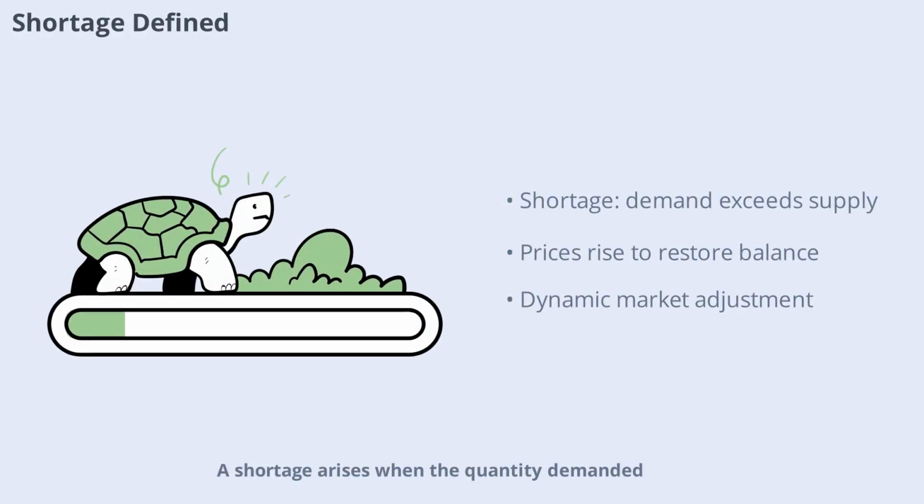Shortage arises when the quantity demanded surpasses the quantity supplied at a particular price. This imbalance typically causes prices to rise, as buyers compete for limited goods. Shortages can be triggered by sudden increases in demand, supply disruptions, or regulatory changes. To resolve a shortage, producers may increase output or prices may adjust upward until equilibrium is restored. Understanding shortages helps us appreciate the dynamic nature of markets and the importance of price signals.